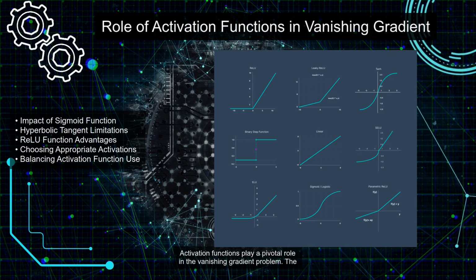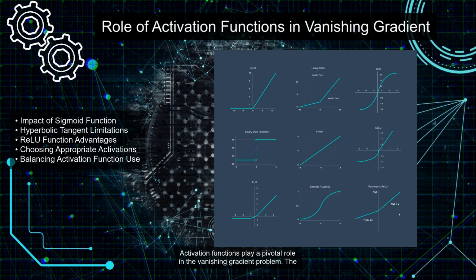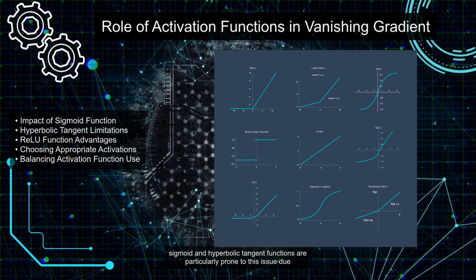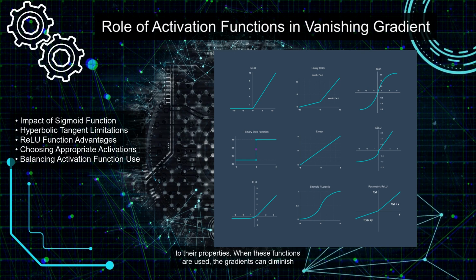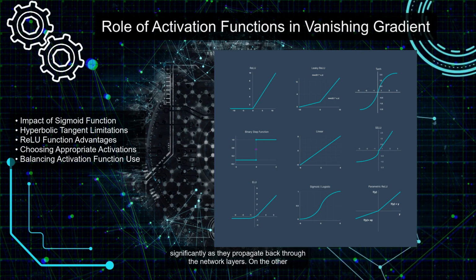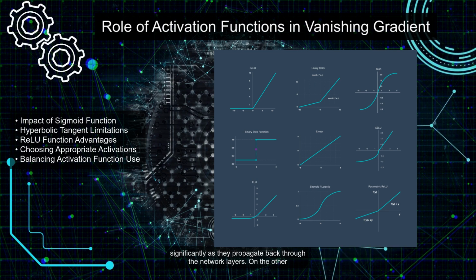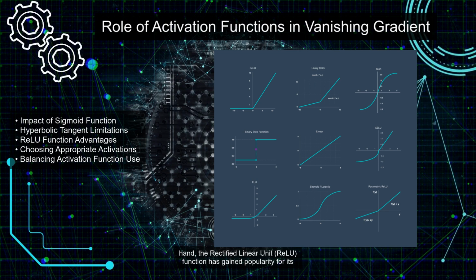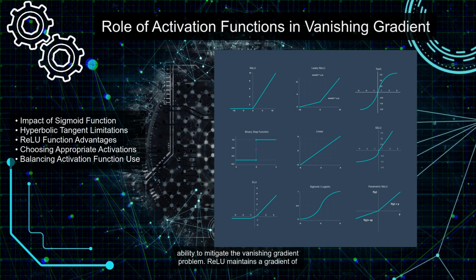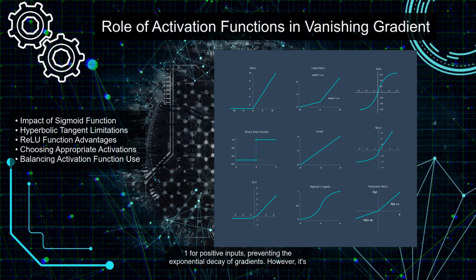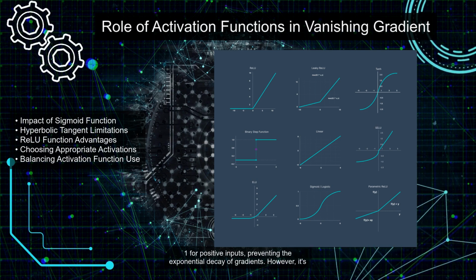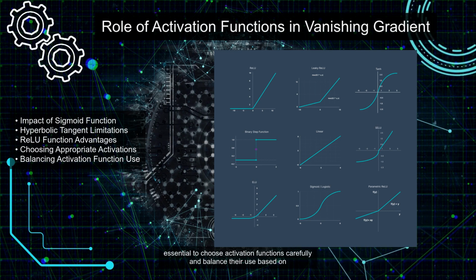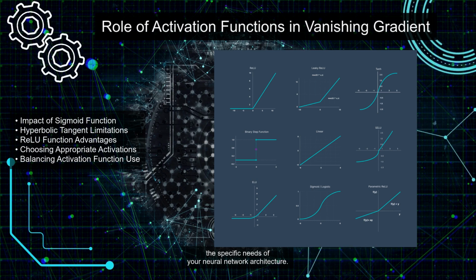Activation functions play a pivotal role in the vanishing gradient problem. The sigmoid and hyperbolic tangent functions are particularly prone to this issue due to their properties. When these functions are used, the gradients can diminish significantly as they propagate back through the network layers. On the other hand, the rectified linear unit, ReLU, function has gained popularity for its ability to mitigate the vanishing gradient problem. ReLU maintains a gradient of 1 for positive inputs, preventing the exponential decay of gradients. However, it's essential to choose activation functions carefully and balance their use based on the specific needs of your neural network architecture.